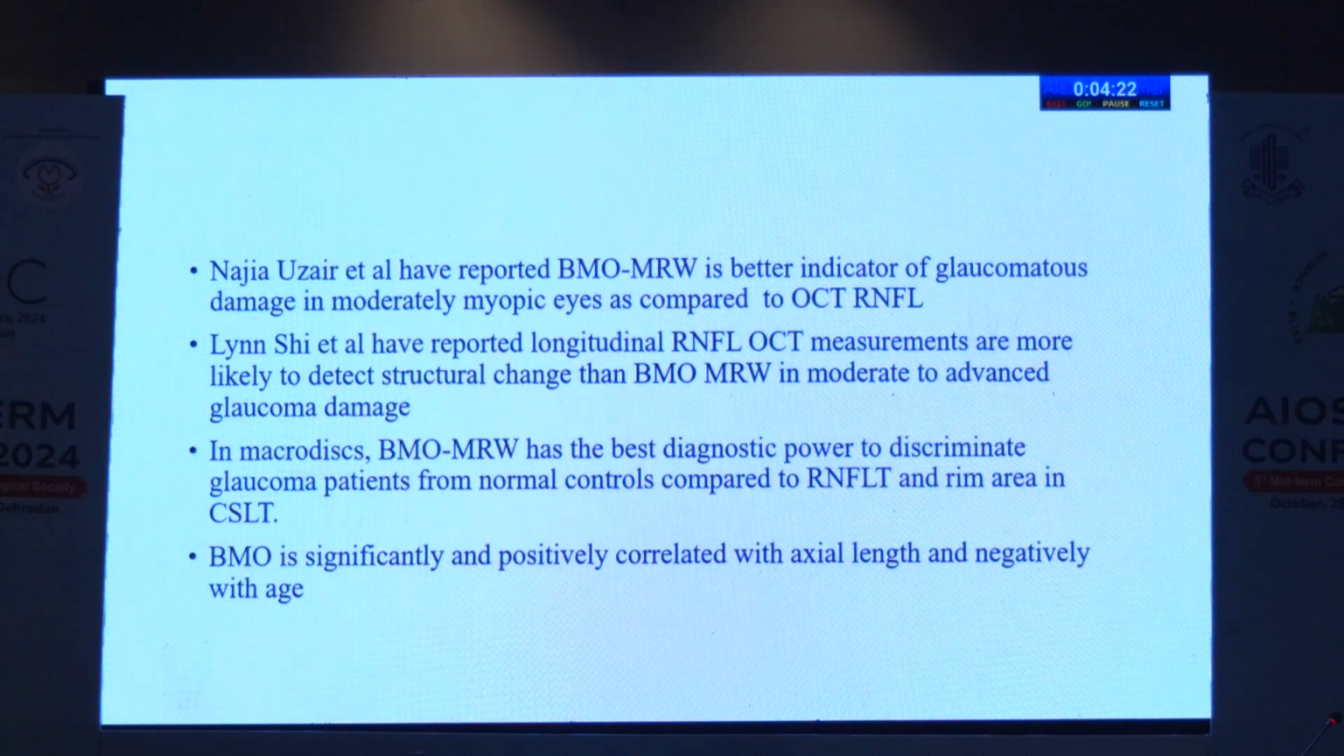have reported BMO-MRW is a better indicator of glaucomatous damage in moderately myopic eyes as compared to the OCT RNFL, and Shi et al. have reported longitudinal RNFL OCT measurements are more likely to detect structural changes than BMO-MRW in moderate to advanced glaucoma damage. So in macro discs, BMO-MRW has the best diagnostic power to discriminate glaucoma patients from normal controls compared to the RNFL thickness and rim area in CSLT. And BMO is significantly and positively correlated with the axial length and negatively with the age of the patient.